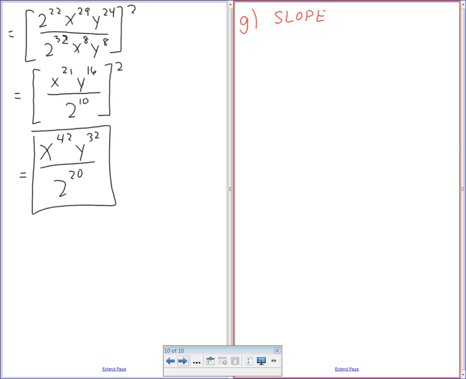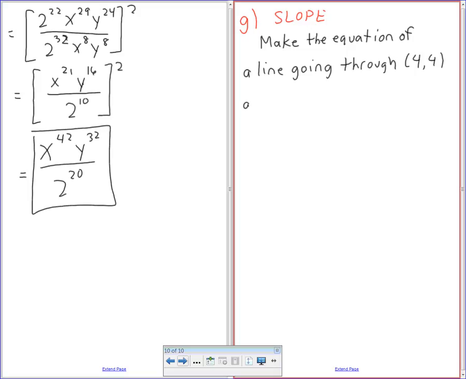So I'm going to say, make the equation of a line going through 4, 4. I forgot your question. That'll be the next one. And 7, 15.